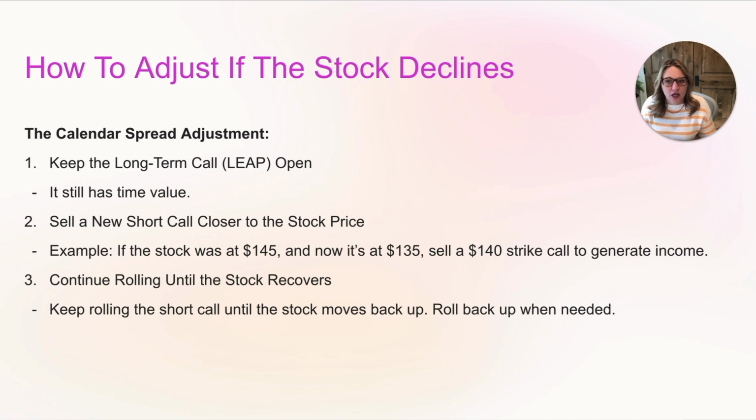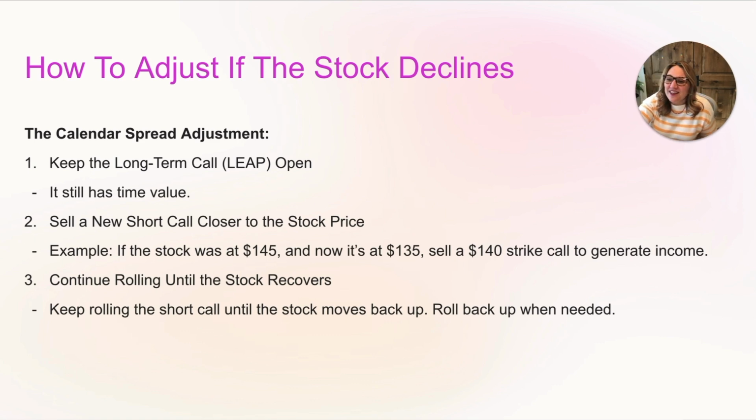No big deal. Now you just sell a new short call or roll down to a strike price that's closer to the stock's price. If the stock was 145 and now it's 135, all you do is sell a 140 strike to generate more income. And you just keep rolling and rolling until the stock recovers. The other thing is it doesn't even matter if the stock doesn't recover. You can just keep rolling down.